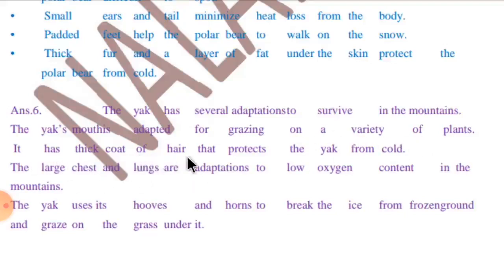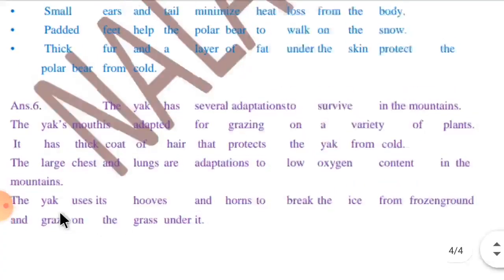It has a thick coat of hair that protects the yak from cold. The large chest and lungs are adaptations to the low oxygen content in the mountains. The yak uses its hooves and horns to break the ice from frozen ground and reach the grass under it. Okay, so these are the adaptations of the yak living in the mountains.